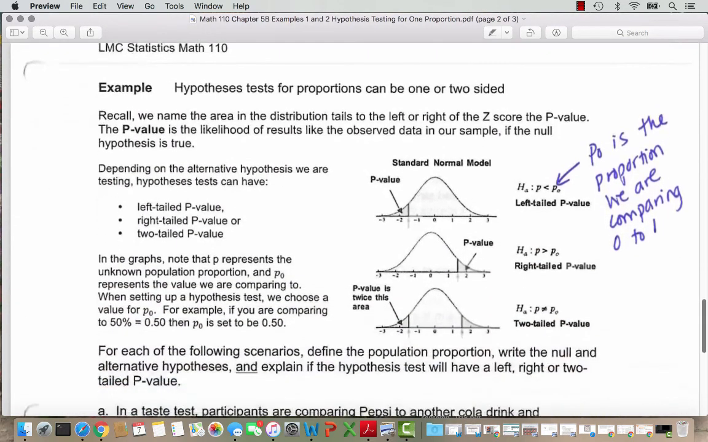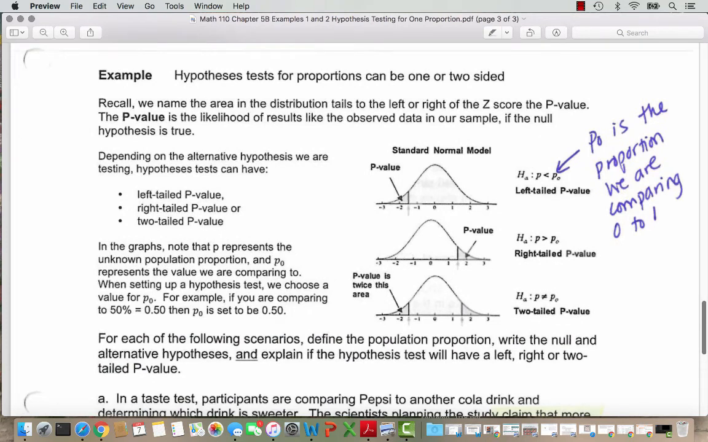In this example, we're going to look at how hypothesis tests for proportions look graphically, so they can be visualized as one-sided or two-sided on the graph. Recall we named the area in the distribution tails to the left or the right of the z-score the p-value, and that's a capital P. I know there's a lot of p's floating around here. So that's the probability, and we say the p-value is the likelihood of results like the observed data in our sample if the null hypothesis is true.